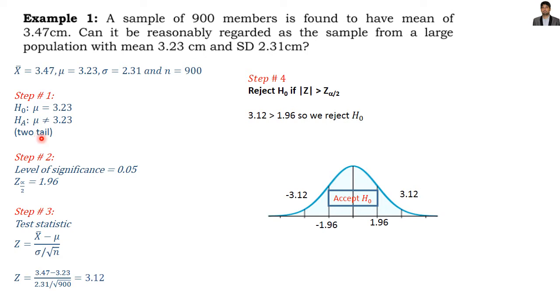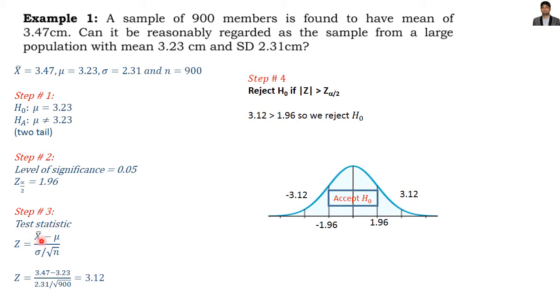H0: mu is equal to 3.23 and alternate hypothesis: mu is not equal to 3.23. It is two-tailed test. Step number 2, level of significance, which is not mentioned. So we assume it as 0.05. So Z 0.05 over 2 will give us 1.96 from the Z table. Step number 3, test statistic.